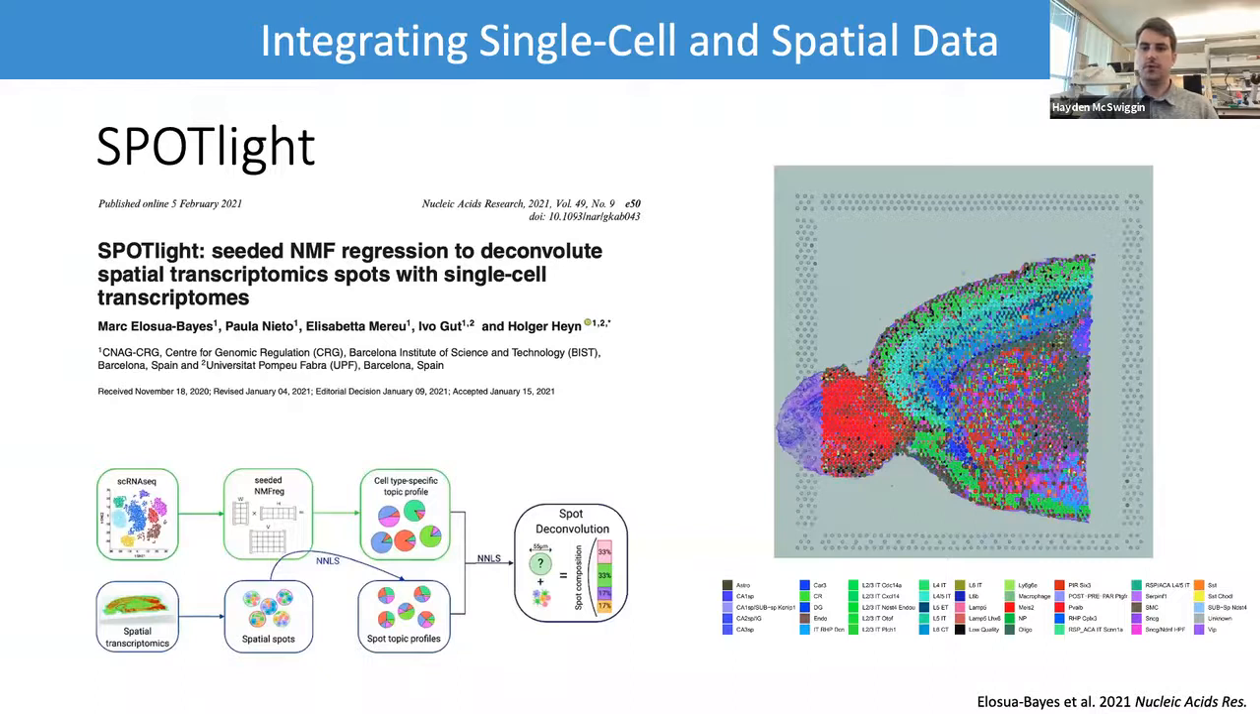So this will allow you to look at pie charts. The pie chart will tell you what proportion of the spot captured which type of cells, which can be important to getting closer to single cell resolution. But I think there's still some development that needs to happen here.